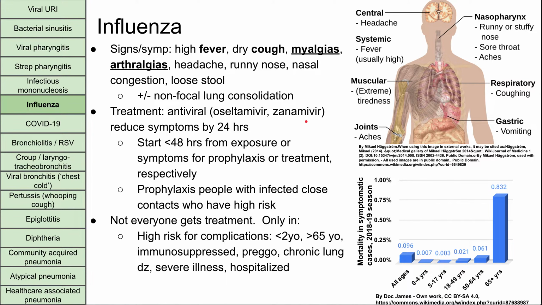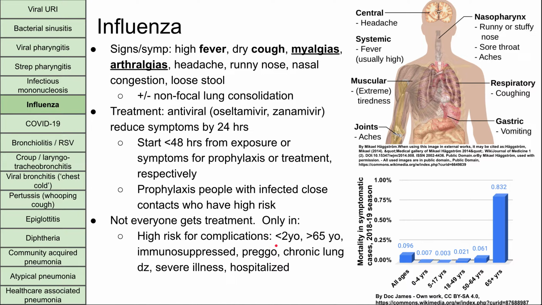So it only works if you started it within 2 days of the exposure, so within 48 hours of the exposure. And you can also use something like oseltamivir as prophylaxis for the flu. So if there's a flu going around in like a nursing home, they might give oseltamivir to some of the non-infected or to some of the exposed tenants in that nursing home just to protect them. Usually you don't give everybody the oseltamivir. You give it to people that are at high risk for complications.